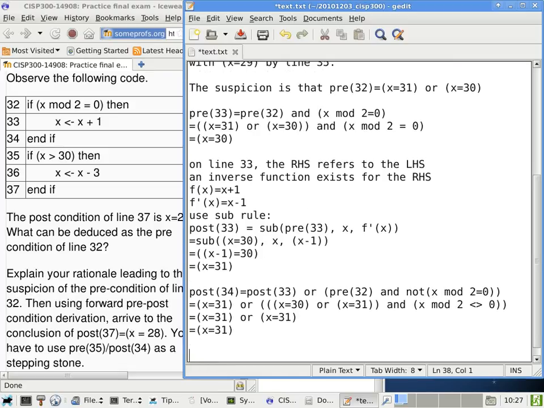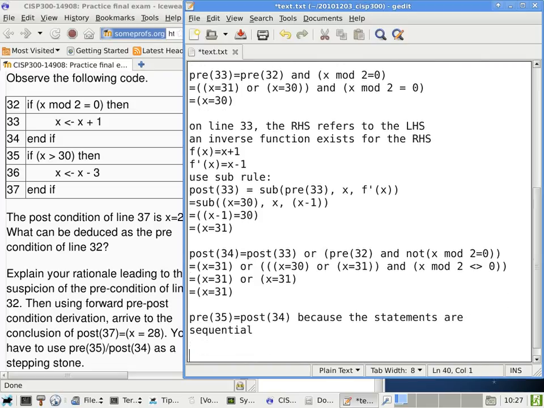Okay? Now we know what is post 34, and we simplify everything to, at this point, x has to be 31. Everything else is a little bit easier, because you can now look at pre-35, which is the same as post 34, because the statements are sequential. Then we can work with the second conditional statement.